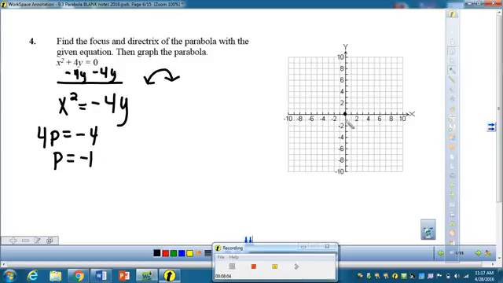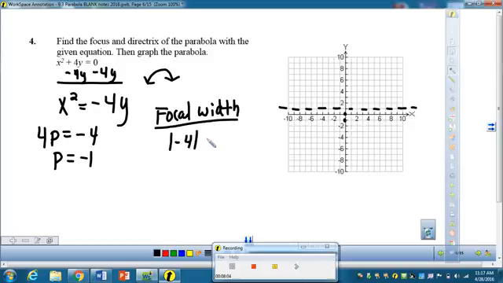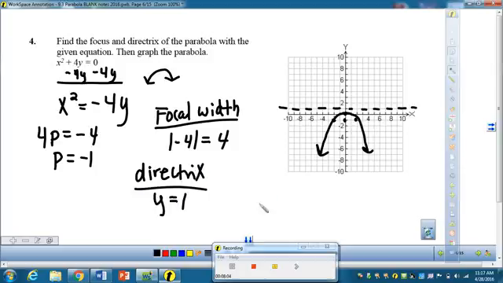We're going to do our vertex at 0, 0, go down 1 space for the focus, and go up 1 space for the directrix. The focal width is the absolute value of 4p, so the absolute value of negative 4 is 4. Start at your focus, go over 2 spaces in each direction. So our focal width distance is 4. This time, the equation for our directrix is y equals 1, and the location of our focus is 0, negative 1.